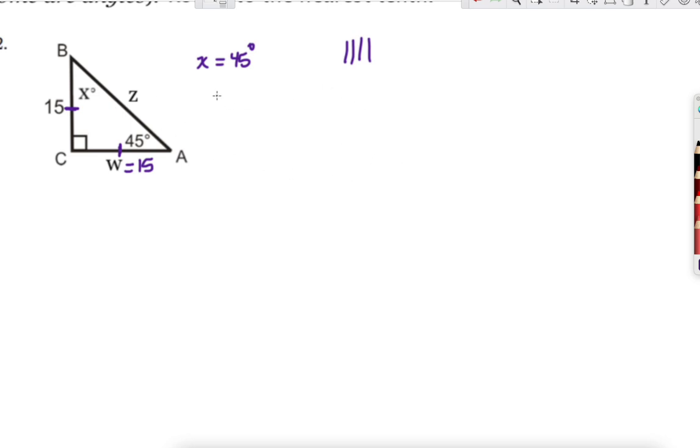Let's use our special triangles. Hypotenuse is leg times root 2. That's our equation for special triangles, 45, 45, 90. And so z is our hypotenuse. Our leg is 15, so z is 15 times root 2. And that's our answer. Now, that's an exact answer. If we were to round this, I'd just put this in the calculator. 15 root 2. 21.2.